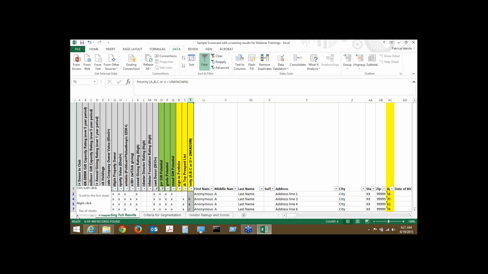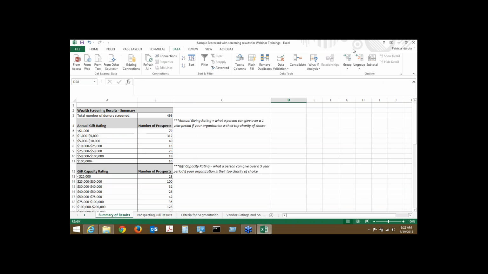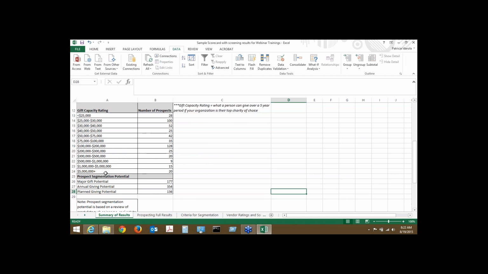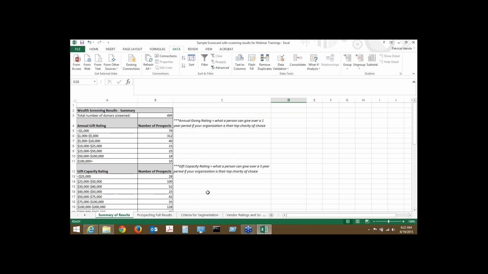In addition, in your file, you have a summary of results page. So this summary of results page is really to provide you with an overview of the screening. So if you were to introduce the screening to your board and you weren't ready to kind of go into more detail about it and you wanted to give a high-level summary, then the summary page just tells you how many people you've screened, what their annual ratings were, what their gift capacity 5-year ratings were, as well as how many had major gift segmentation, annual giving segmentation for upgrade, and planned giving segmentation. So it's a good high-level review of the file.